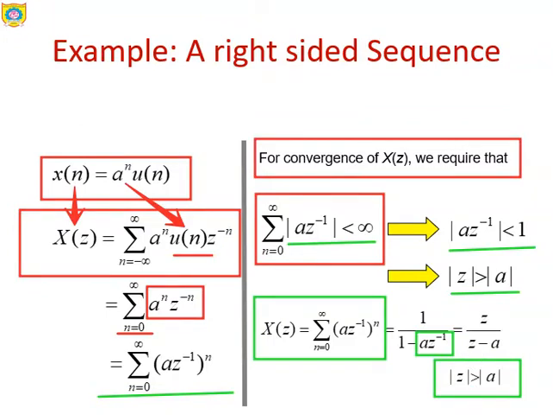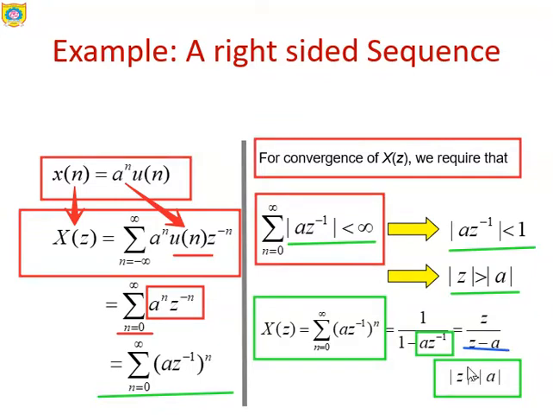Here the expression which is with us is z minus a. If someone puts here z equal to a, what is going to happen? This denominator will be 0 and ultimately it will give the result as infinite. So X of z will be infinite, and that should not happen. That is why mod of z must be greater than mod of a, and ultimately a must be less than z. That is what we expect.